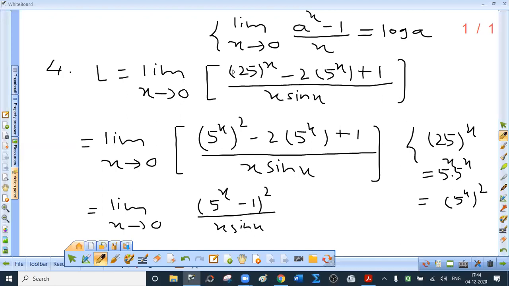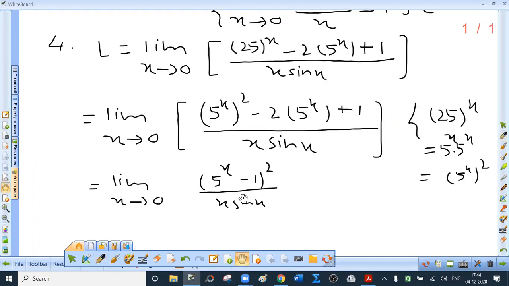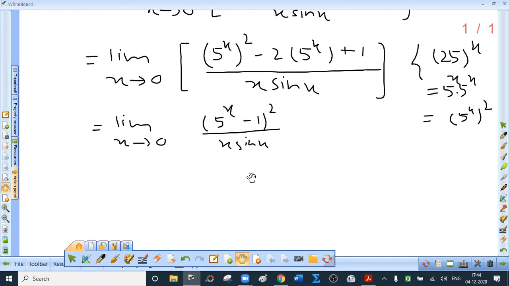Fourth one, let L be the limit as x tends to 0 of (25 raised to x minus 2 into 5 raised to x plus 1) upon x sin x. Now 25 raised to x is what? What is 25? 5 into 5. So 5 raised to x into 5 raised to x, that is the square of 5 raised to x. So you will notice that the numerator is the square of 5 raised to x minus 1. Simple.